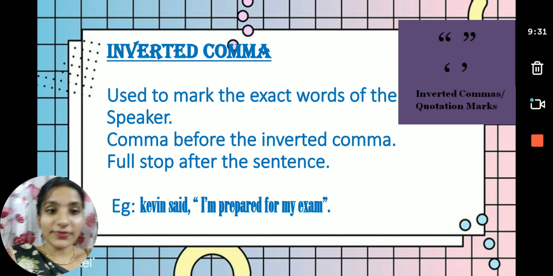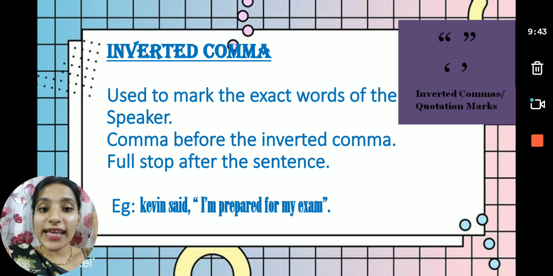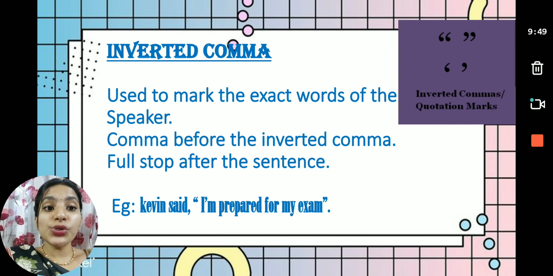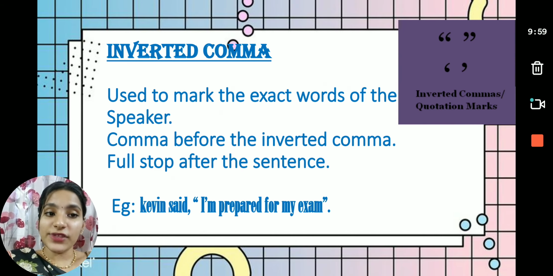Okay, the next one, inverted comma. We saw what a comma is, but let's see what an inverted comma is. Can you see in the corner? There are two tails and a head in the beginning, and in the end also we have a tail and a head. It is used to mark the exact words of the speaker, with a comma before the inverted comma and a full stop after the sentence.